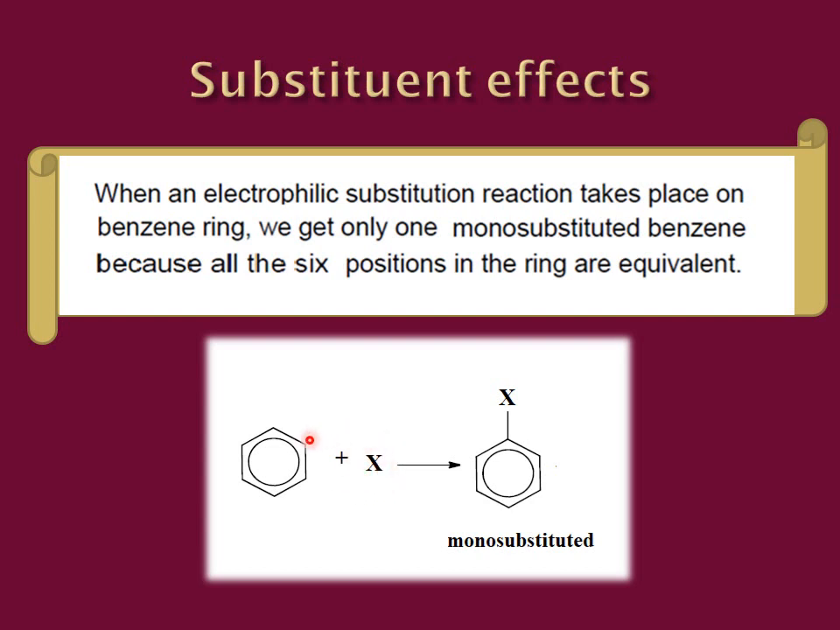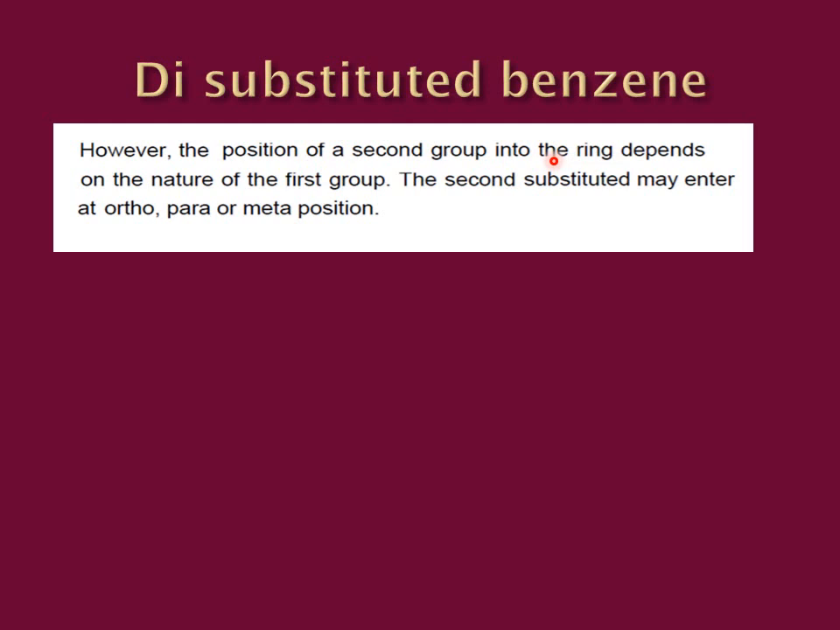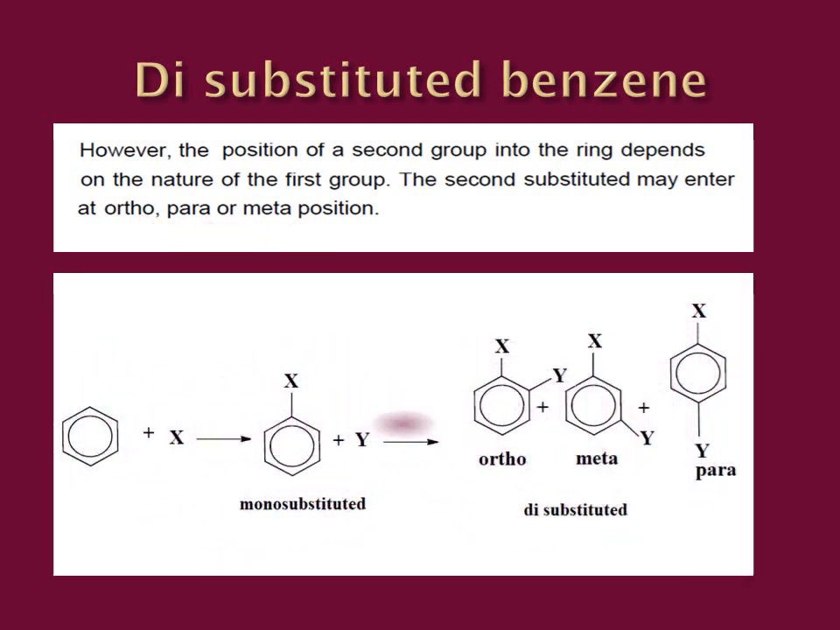But students, when we have to synthesize a di-substituted benzene, the position of the second group in the ring depends upon the nature of the first group that we have already attached. The second substituent may enter at ortho, para or meta position. Now look at this general equation in which you can see that there was no problem for the substitution of the first group, which was making a mono-substituted benzene. But when we want to substitute the second incoming group, for example, if we consider it as Y, it can be substituted at ortho position, at meta position, or on the para position to make a di-substituted benzene.